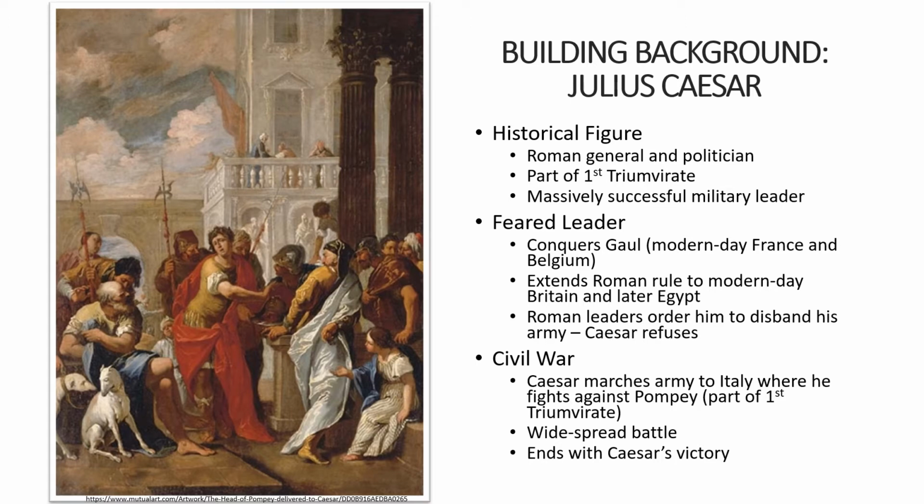So Caesar essentially says, I'm not disbanding my army. If you don't like it, come and do something about it. So Caesar marches his army to Italy, where he fights Pompey, that second member in the triumvirate. And this is a widespread battle that takes over ancient Rome and ultimately ends with Caesar's victory. And this is where we're going to see the beginning of the tragedy of Julius Caesar begin. Caesar marching back into Rome victorious over Pompey.